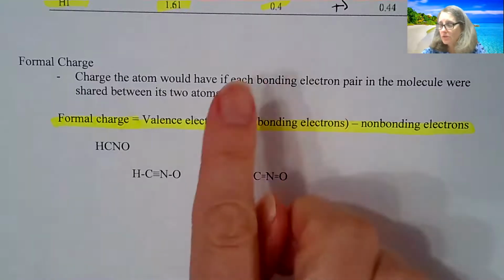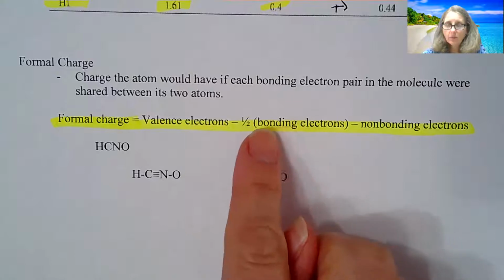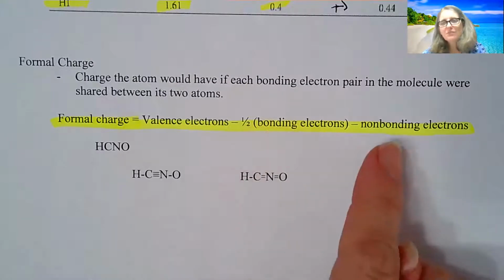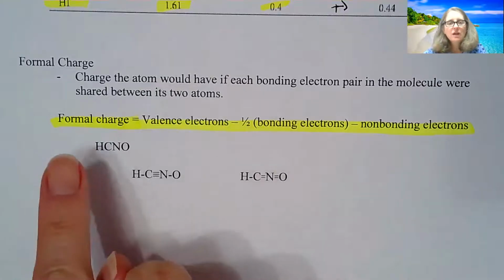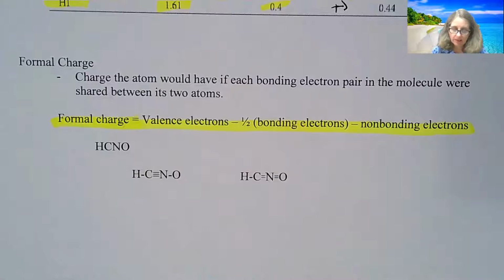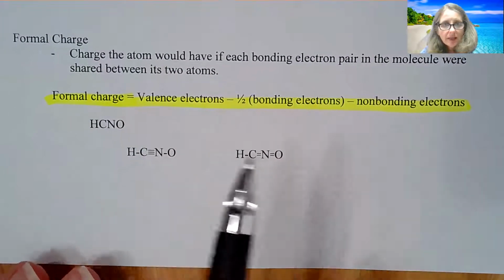So a formal charge is always going to be all of the valence electrons minus 1/2 the bonding electrons minus the non-bonding electrons. So if I have HCNO, how does it really organize itself? I could put multiple bonds in multiple different places. So how does it actually work?